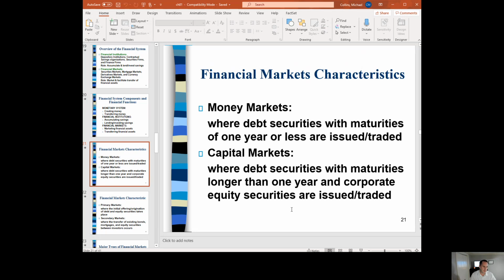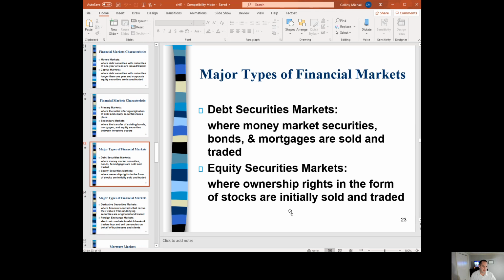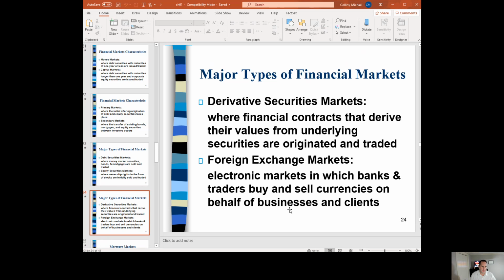They're good for it. Capital markets, that's where debt securities with maturities longer than 1 year and corporate equity securities are issued. The difference between primary and secondary markets is the primary market is where the stock has its initial public offering, and the secondary market is where you and I trade those shares. Debt securities, again, those are bonds, pieces of debt. You're going to earn interest on those securities. There's also equity security markets, obviously, where ownership rights in the form of stocks are sold, bought, traded.